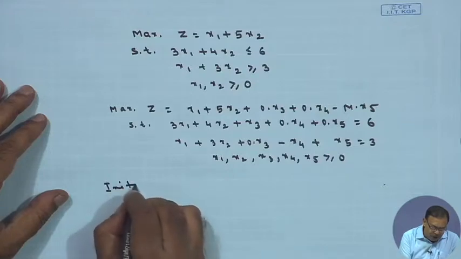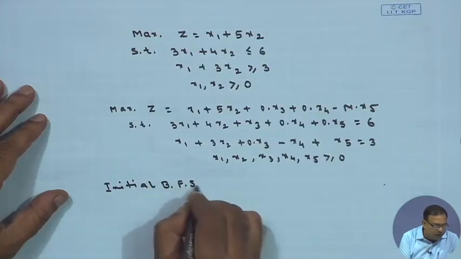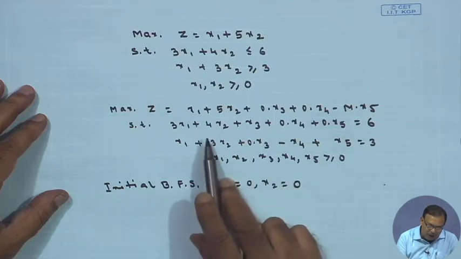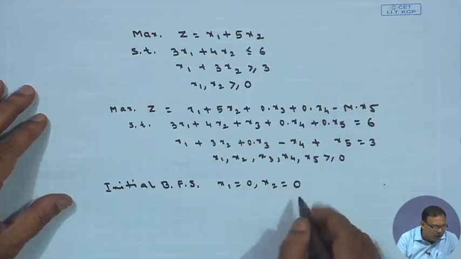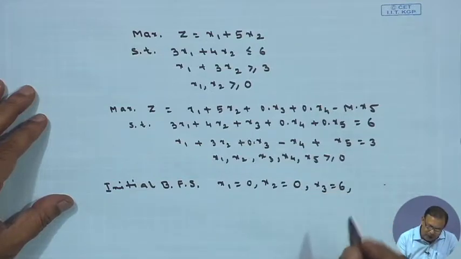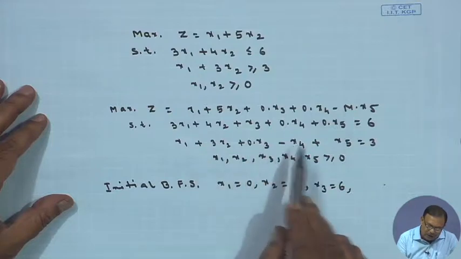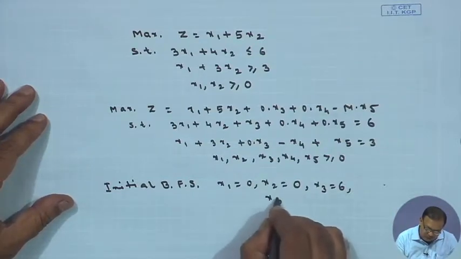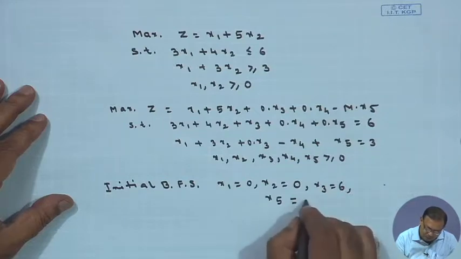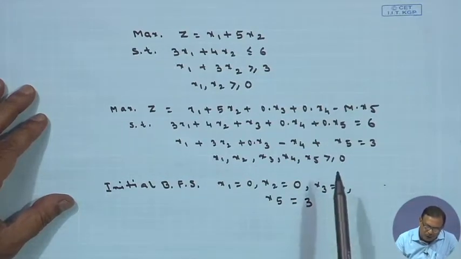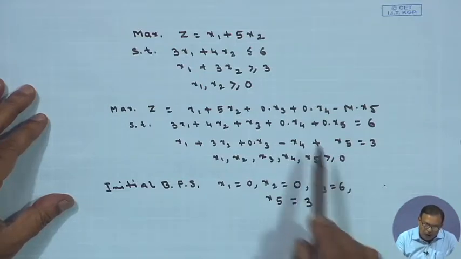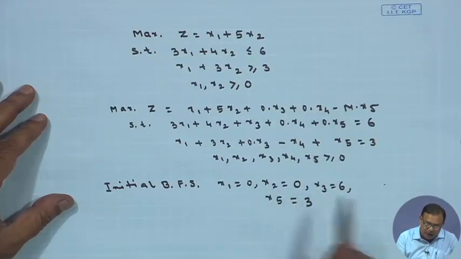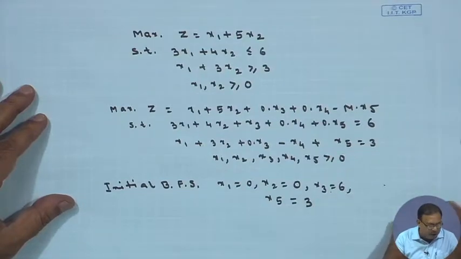So, therefore, your initial BFS for this problem will be, I have to make the original variables x 1 and x 2 as 0. So, if I put that in the first constraint, it will be x 3 equals 6, whereas if I put it in the second constraint, with x 2 as 0, your x 5 will be equal to 3. So, in your problem, the variables in the basis will be x 3 and x 5.